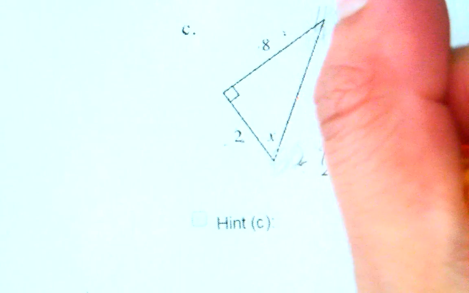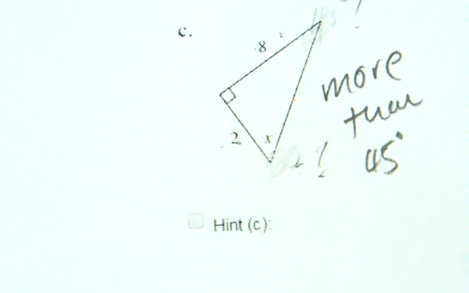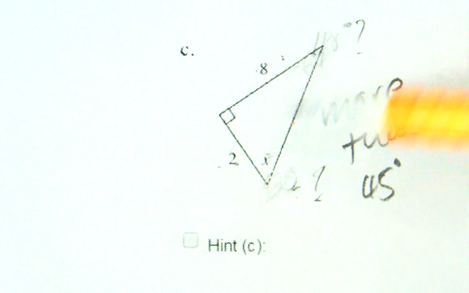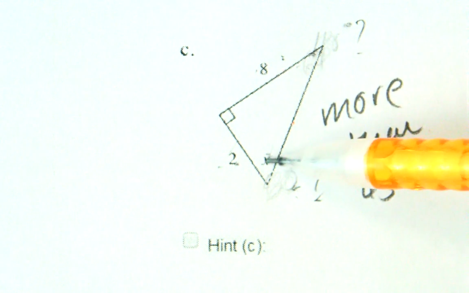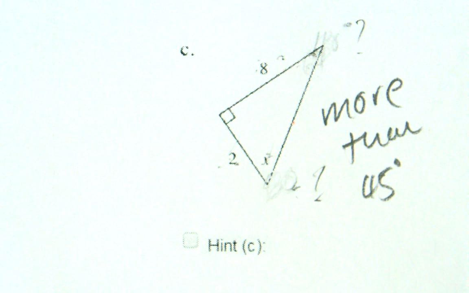So I don't know what x is. It doesn't really matter. All I know is that it has to be more than 45. Okay? It can't be equal to 45 for the same reason that I said back in B. If it was 45 and 45 for both, these two sides would have to be the same because it would have to be an isosceles triangle.